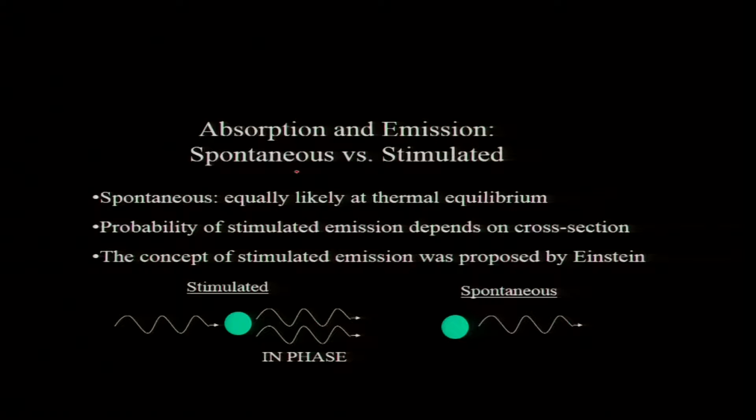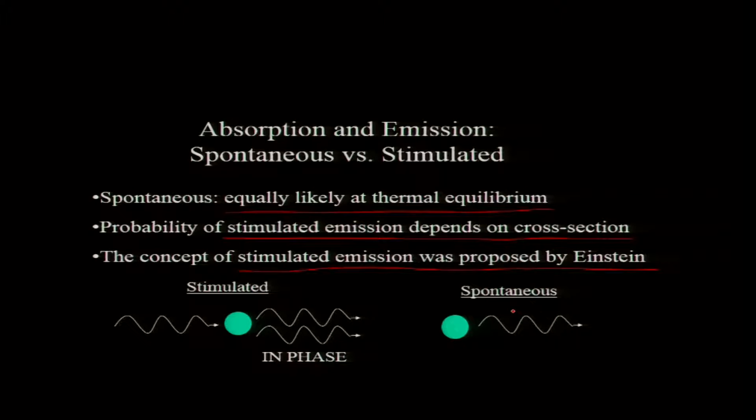So, the absorption and emission processes, and the spontaneous and stimulated processes, as we have looked at, essentially mean that they are equally likely at thermal equilibrium. The probability of stimulated emission, however, depends on the cross section, because you need another photon to be present or absorbed during this process. The concept of stimulated emission was first proposed by Einstein, as I mentioned. So, stimulated emission therefore has this curious property of being in phase, in contrast to spontaneous emission, which can be in any direction.